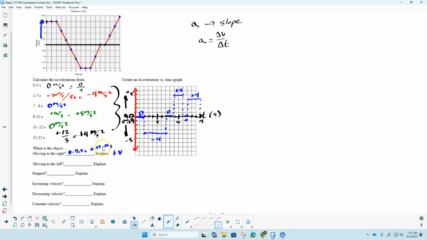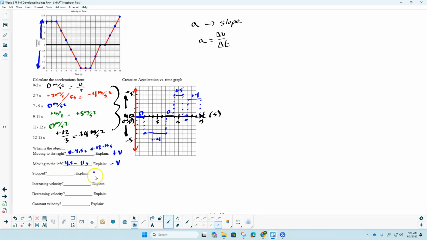And you could list periods of time that fit that range. So if you said 12 to 13 or 13 to 14, those are still positive velocities. Moving left is the negative velocity idea. So those are all the values that are below 0. That looks like it starts at 4.5 and goes all the way to 11 seconds. Again, ranges or times that fit in that range are fine. So if you said 5 to 7, that's a good answer.